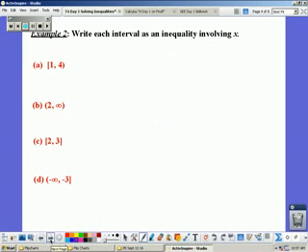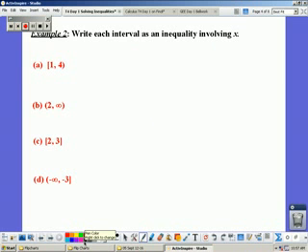Okay, example 2 says, write each interval as an inequality involving x. So we're going backwards now from what we did in example 1. Example 1 gave you an inequality, and you had to write interval notation. Example 2 gives you interval notation, and you have to write it as an inequality. Again, it doesn't ask you to draw the number line, but you can graph it if you want. Might be easier for you to see what your inequality would be if you graphed it.